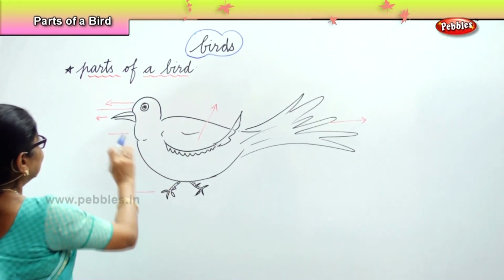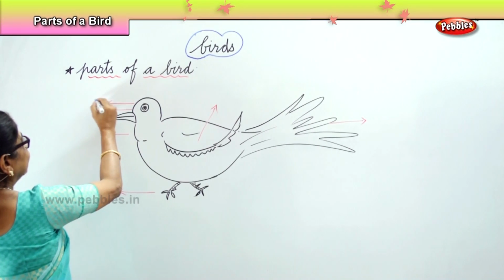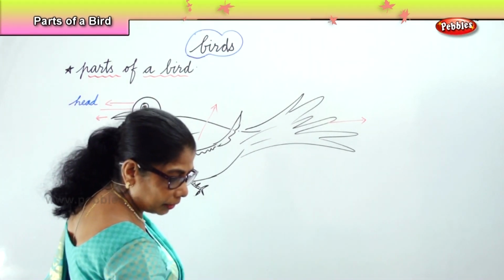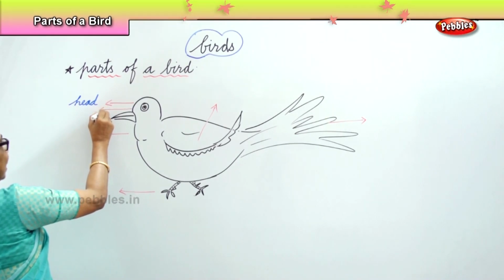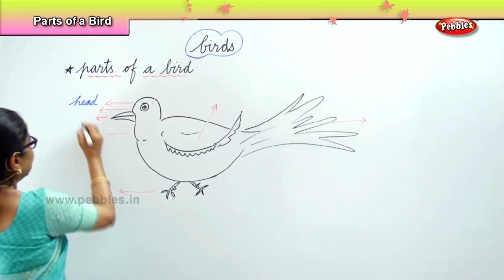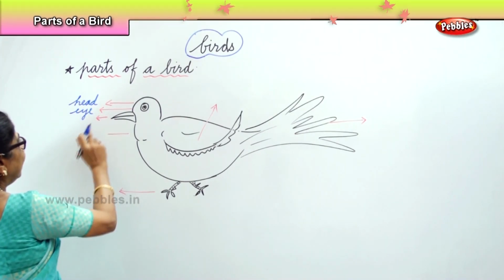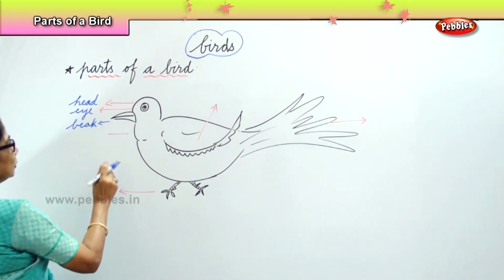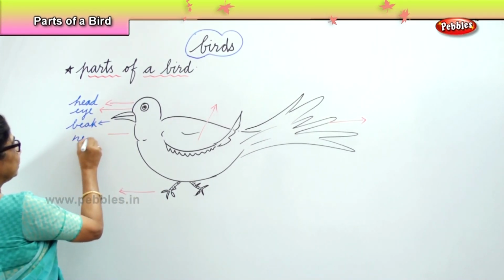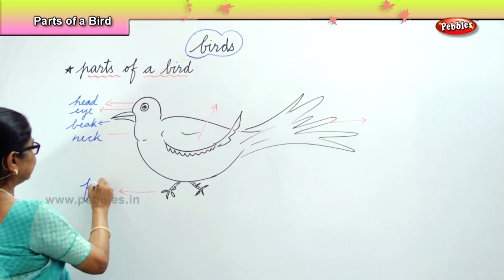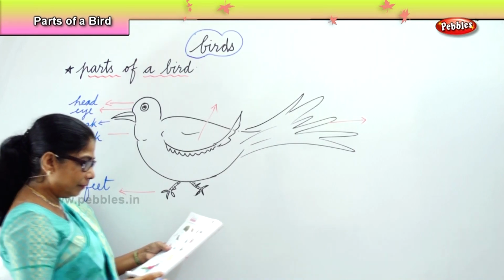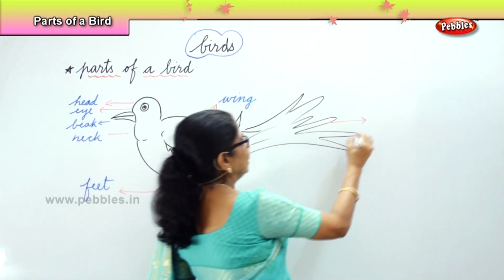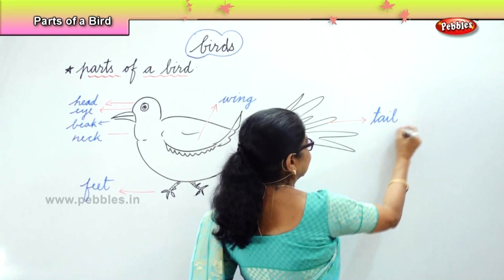So the first one is the head. Then you have the eye. The eyes of the bird. Got one eye this side and one eye on the other side. Then you have the beak. This is the neck of the bird. Then you have the feet of the bird. Then you have the wing. There are two wings. And finally you have the tail. Tail feathers.